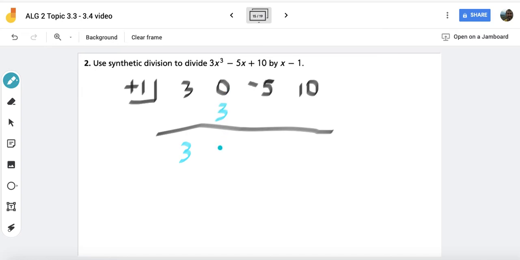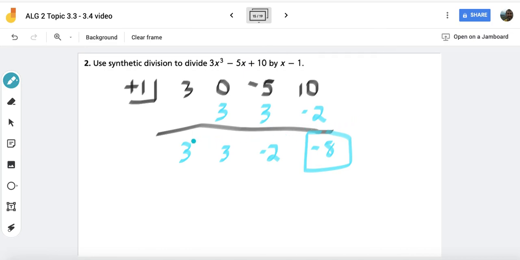0 plus 3 is 3. 3 times 1 is 3. Negative 5 plus 3 is negative 2. Negative 2 times 1 is negative 2. And then 10 minus 2 is negative 8. So negative 8 is the remainder. It's also the value that if you were to plug in negative 8 in for x, I'm sorry, if you were to plug in 1 in for x, you get a result of negative 8.